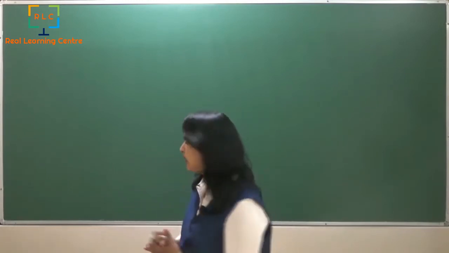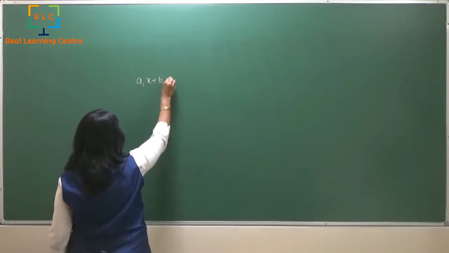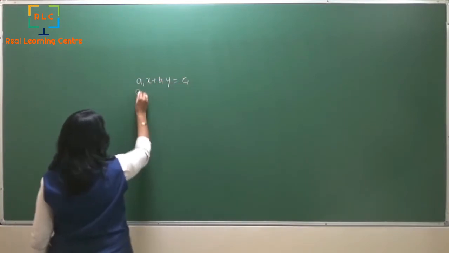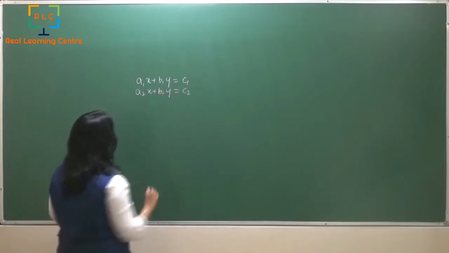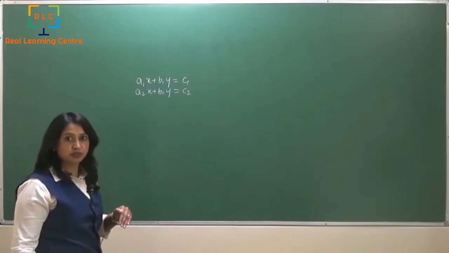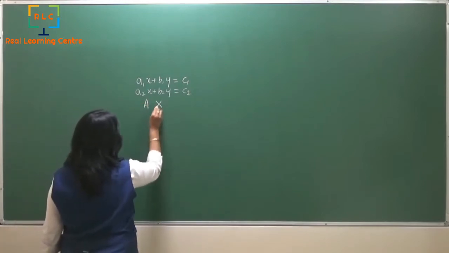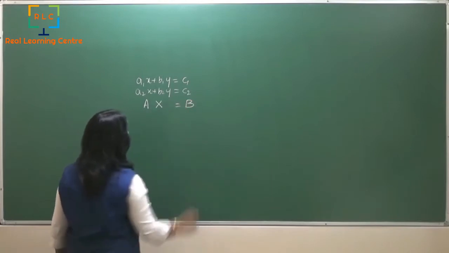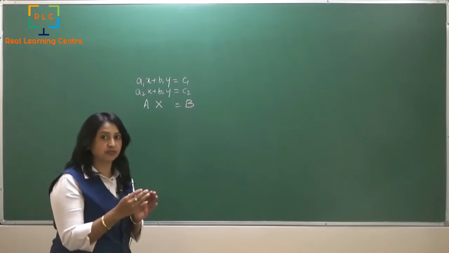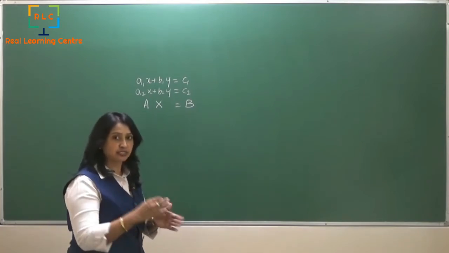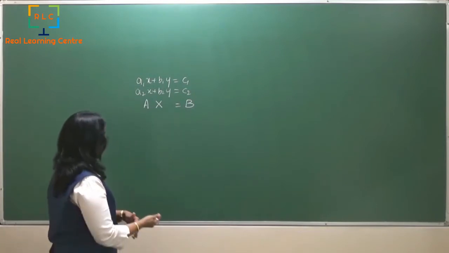For example, you have a1x plus b1y is equal to c1, a2x plus b2y is equal to c2. I can write these two equations in the form of matrices like this. I shall call that AX is equal to B. I am directly jumping into the way matrices are attached to this new chapter. Okay, I am telling you about the new chapter now.